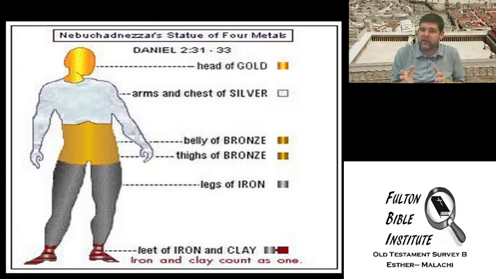After yours will come another kingdom, the kingdom of silver. We know it to be the Medes and Persians. After that will come the kingdom of bronze, and that will be the Grecian Empire, the Greeks. And then finally we know the iron and clay is speaking of the Romans. And he says during that fourth kingdom that the church will be established.